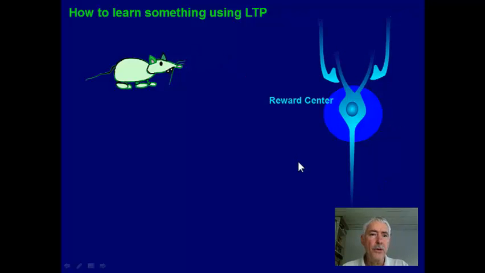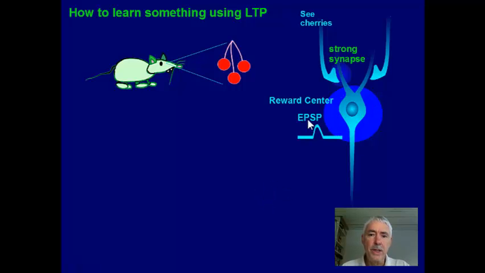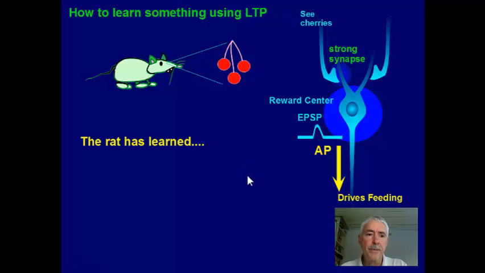Good. So this rat now, it's tasted just once the taste of cherries. Next time it sees the cherries, but guess what? We have now a very strong synapse here. So we get a very strong excitatory postsynaptic potential, reaches threshold, action potential, drives feeding. So now the animal will start feeding on these cherries. So the rat has really learned here cherries are good, and it's done it through long-term potentiation.